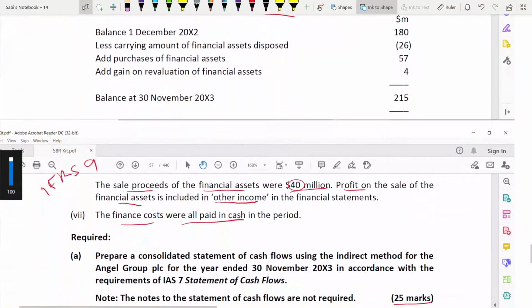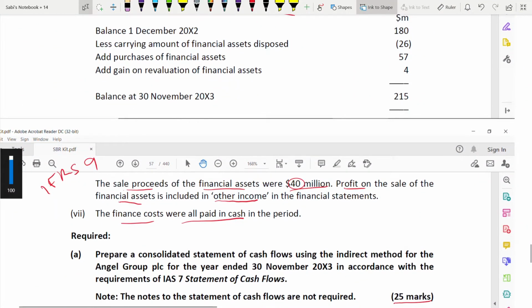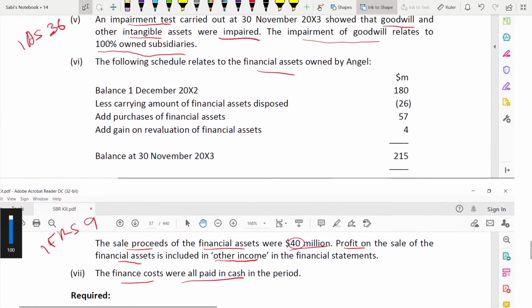Financial asset is 40. So 40 minus 26. You need to find out the 26, the carrying amount of the financial asset. Profit is included in other income and you have sold it for 40.